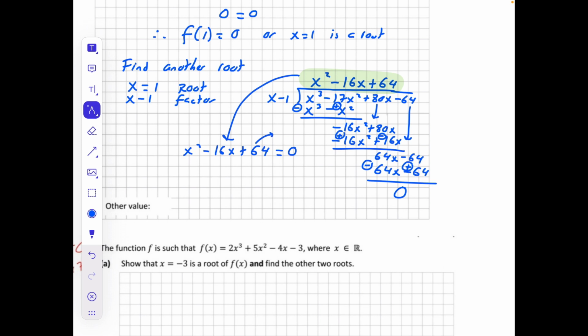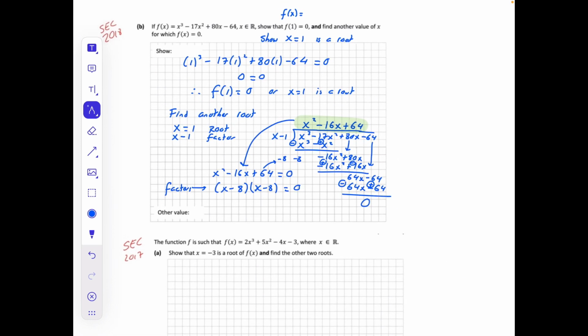To get 64, you could multiply 64 by 1, or 2 by 32, but I want them to add to give minus 16x. So to get 64, you could multiply minus 8 by minus 8, and they'll add to give me minus 16x. So it's going to be x minus 8 by x minus 8 is equal to 0. Now that line gives me my factors. There are repeated factors, but we were only looking for another value. To go from factors to roots, I'm going to get x is equal to 8 for both of them.